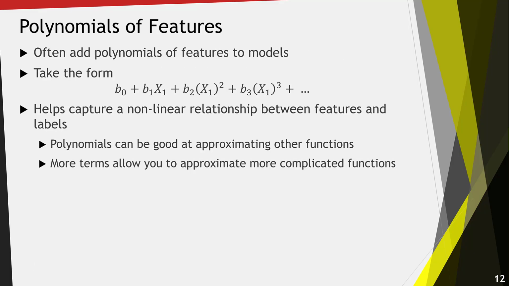So how might this come into your modeling? You might often want to add polynomials of features to your models. These are going to take the form shown in this expression, where you're going to add squares and cubes of your features, each multiplied by a parameter. This can help you capture the nonlinear relationship between features and labels while still retaining a linear model that you could model with something like OLS. Polynomials can be really good at approximating other functions, and more terms allow you to approximate more complicated functions.